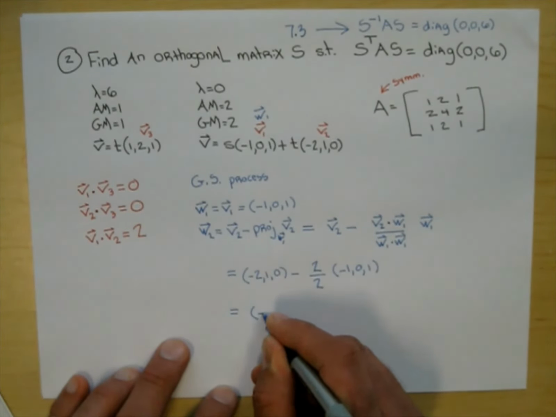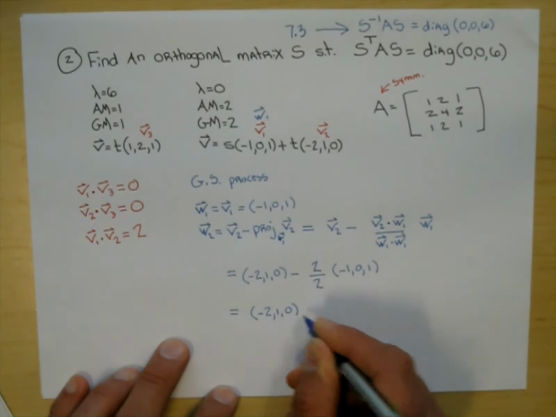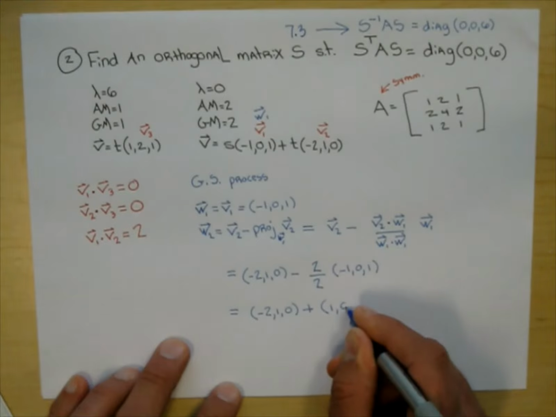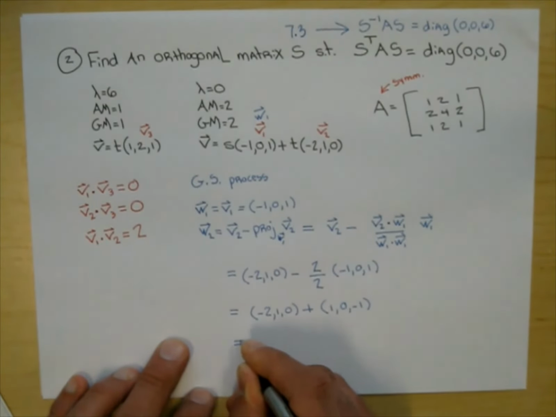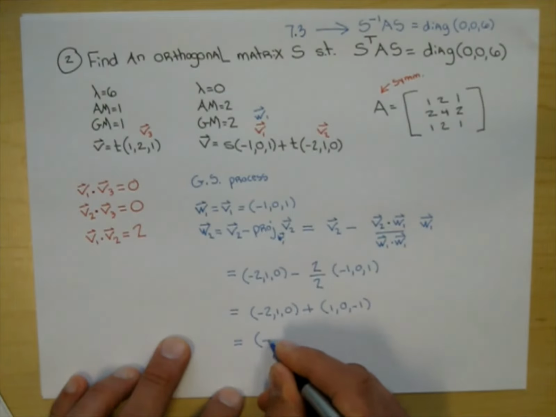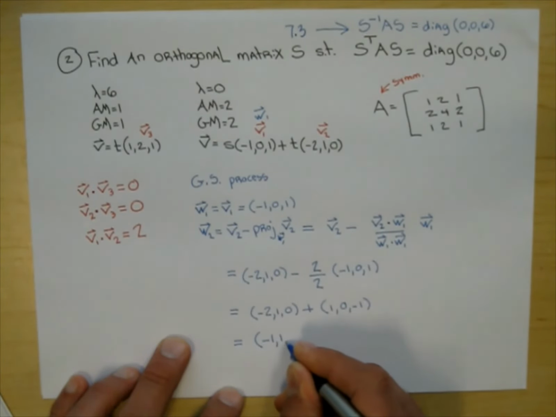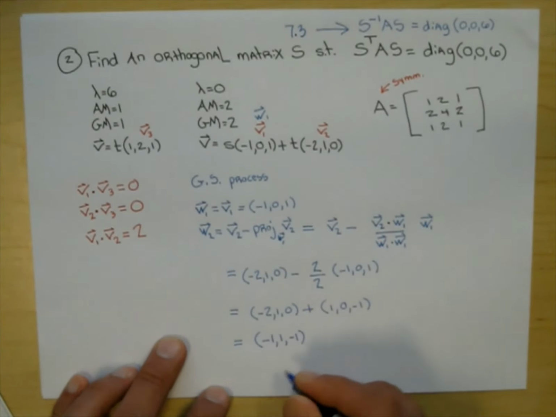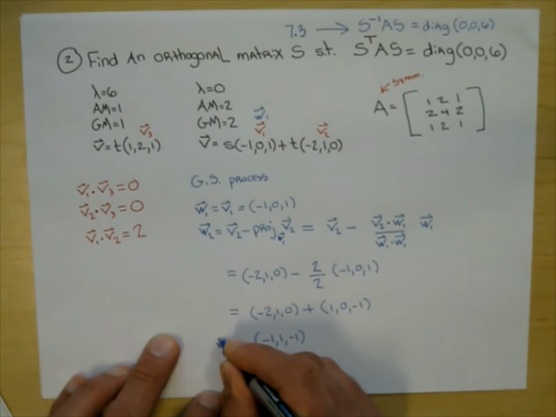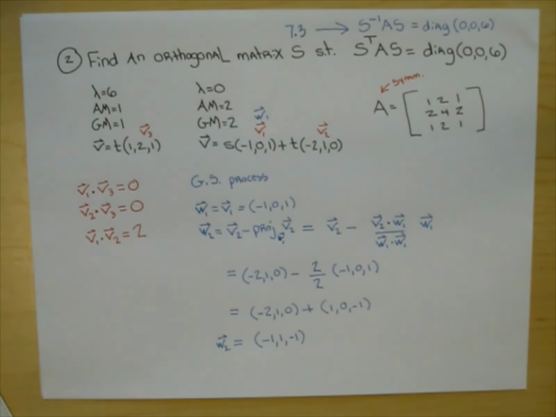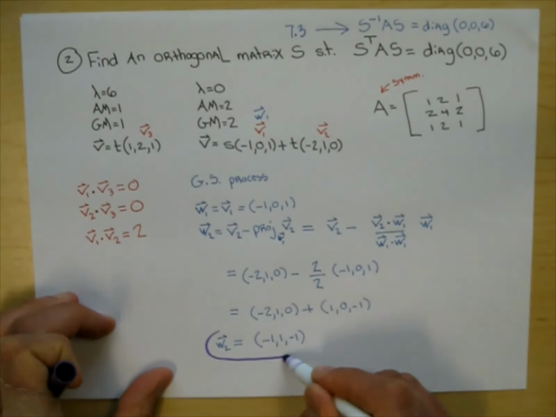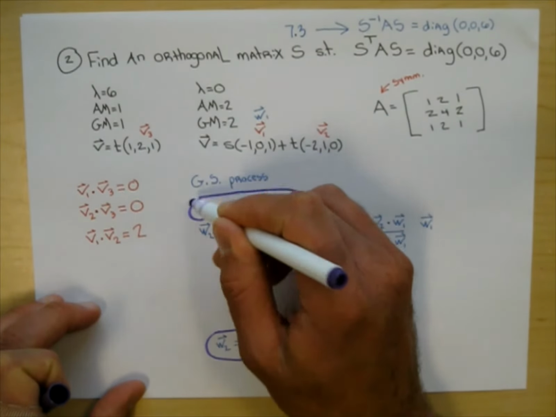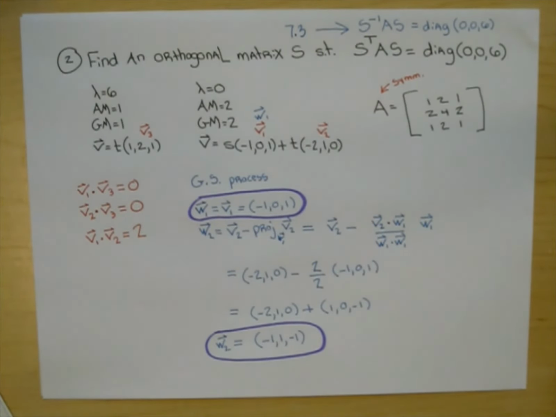So let's continue with this. This is -2, 1, 0. And I'll distribute the negative sign, plus 1, 0, -1. And then what do we have? We have -1, 1, and then -1. So this is what W2 equals. Let's circle these things so they're a little more in bold. We have that right there, we have W1 right there, and why don't we go ahead and circle this guy right here.